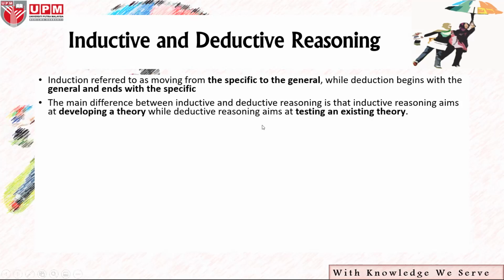Then the main difference between inductive and deductive reasoning is that inductive reasoning aims at developing a theory. Not all, but most qualitative studies have one reason to develop a new theory, while deductive reasoning aims at testing or confirming a theory. That's why in a quantitative study, it is compulsory for you to support your study or your hypothesis with theory. But in qualitative, it is not necessary.